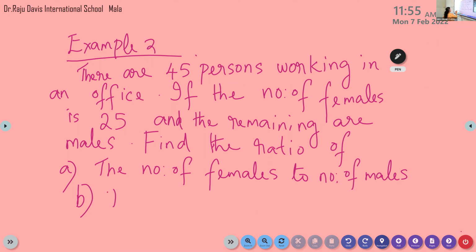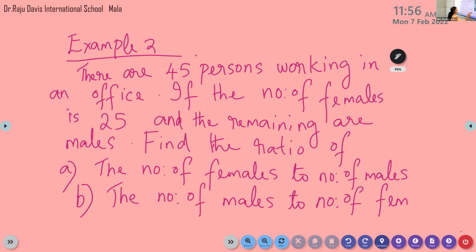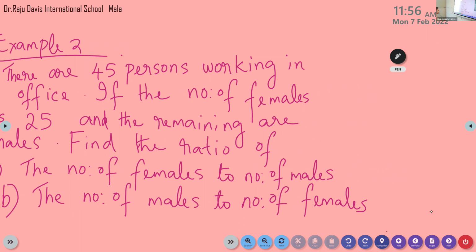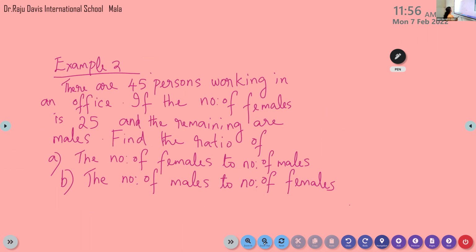Then B, the number of males to the number of females. That is the opposite. Here the order is very important. If they are asking for males first, you have to write males first and then females. According to the question, you have to see what to write.